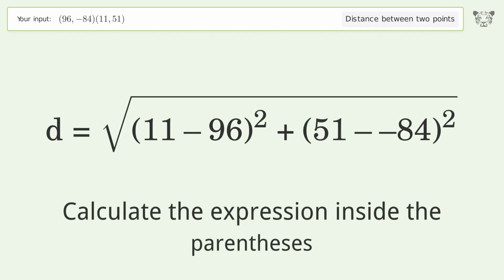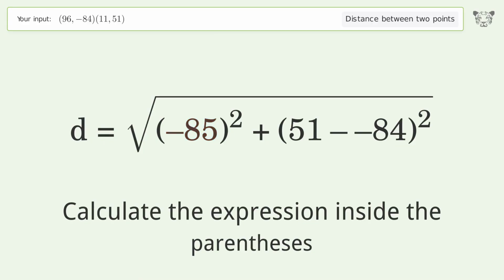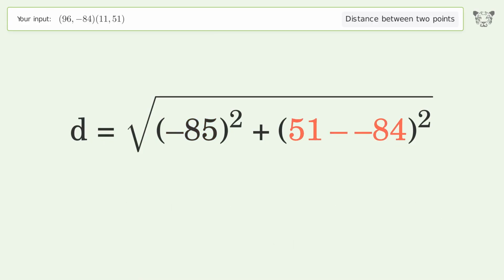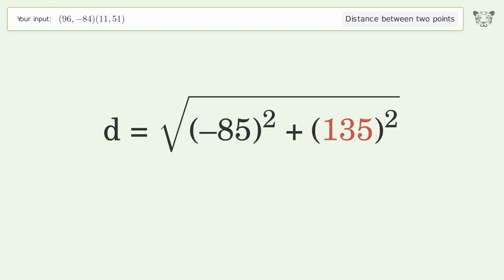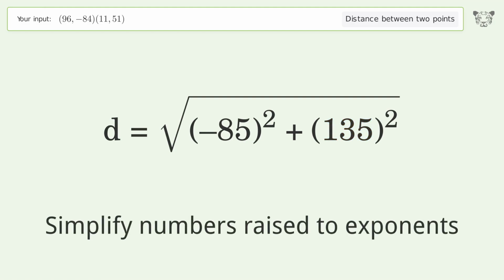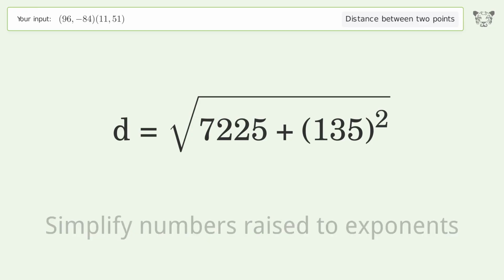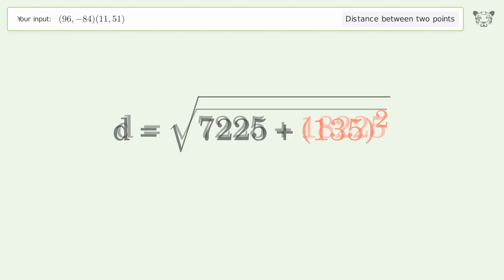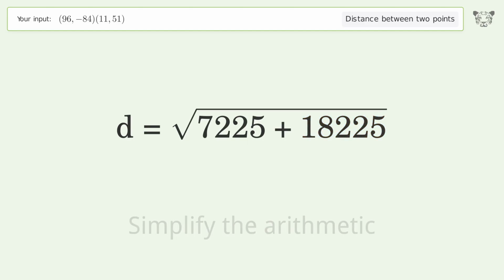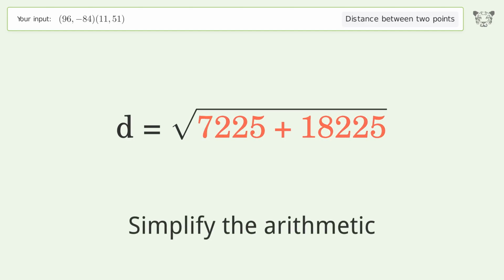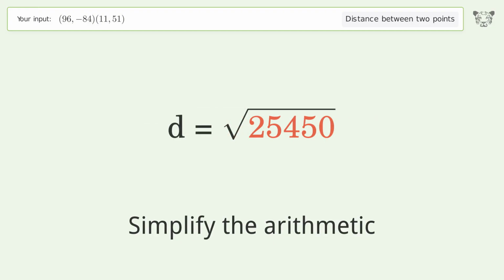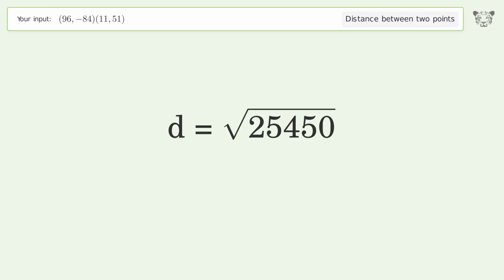Calculate the expression inside the parentheses. Simplify numbers raised to exponents. Simplify the arithmetic. And so the distance between the 2 points is the square root of 25,450 or 159.531.